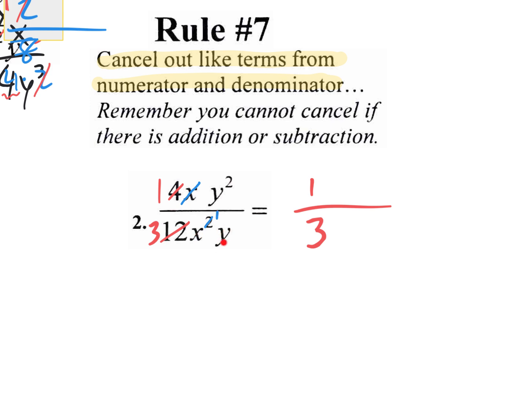And then again, we have y's and y's. This y will cancel out with one of these, leaving you only one y left up on top. So we do have 1y to the 1 over 3x to the 1. But of course, the best way to write that answer is, instead of 1y to the 1, we could just write y. And instead of 3x to the 1, just 3x. So y over 3x is the final answer there.